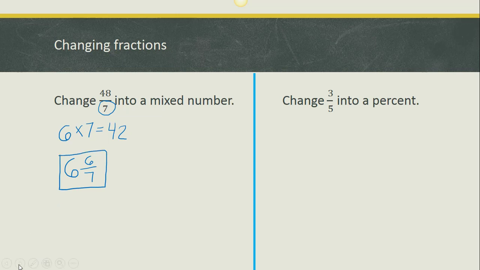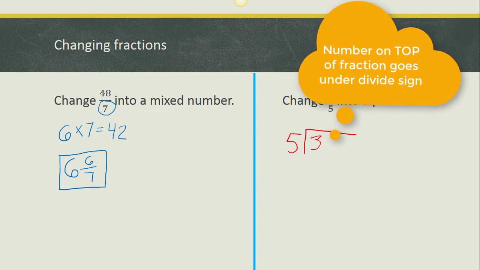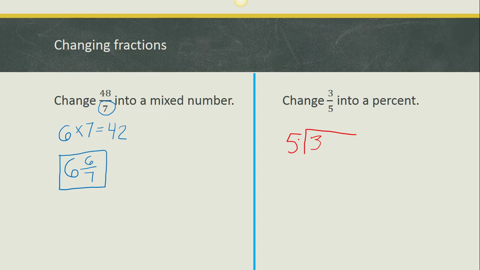The next problem says change 3/5 into a percent. Okay, so let's try that one. Always when we do these problems, the 3 on top is the number that's going to be under the division sign. So the number on top goes under the divide sign. And the number on bottom, the denominator, goes on the outside. So now we have, how many times does 5 go into 3? Well, it doesn't. So what do we do now? We can add a decimal after the 3 and add in a 0.